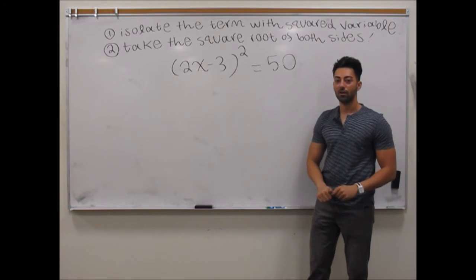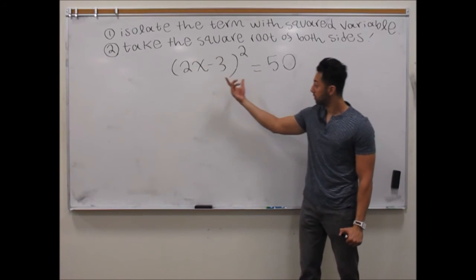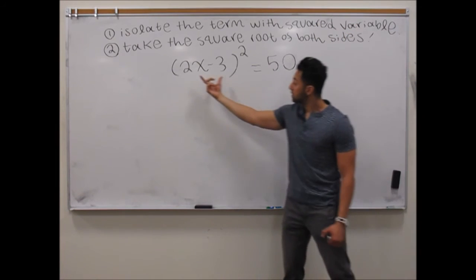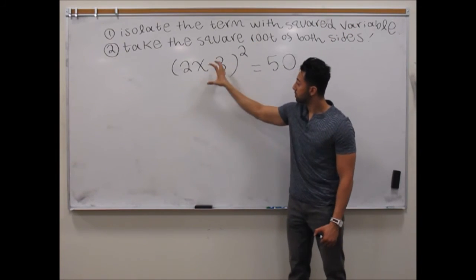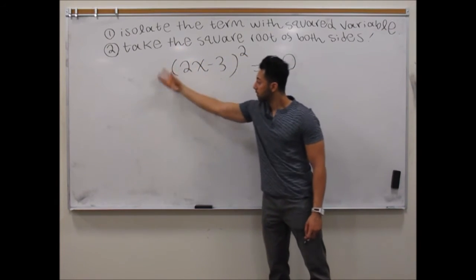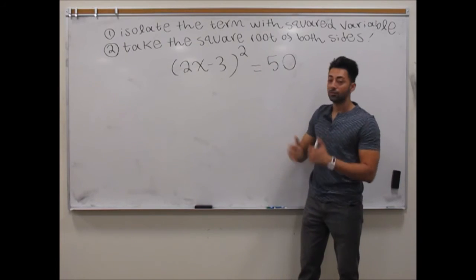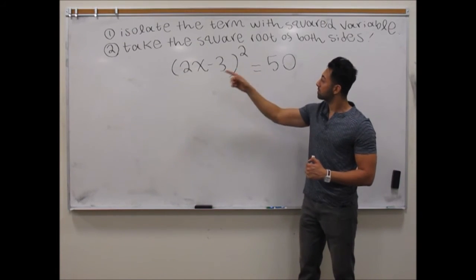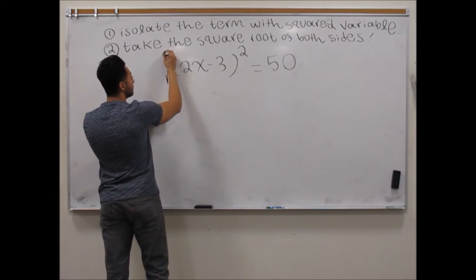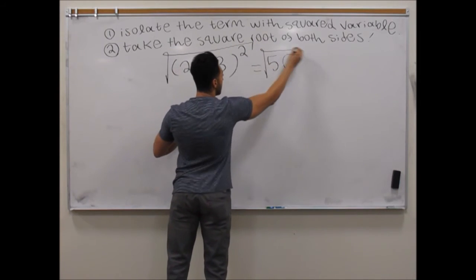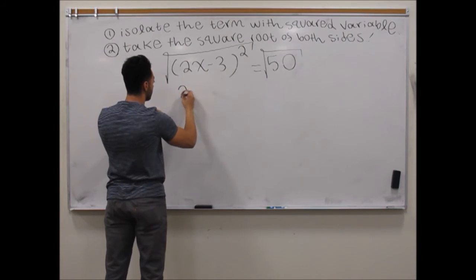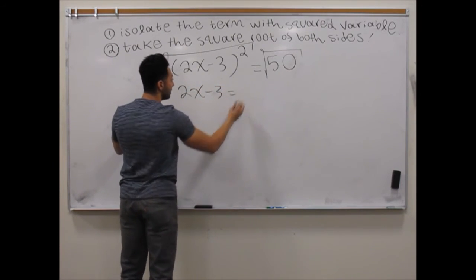So this is similar to the one I did. We have the squared variable or quantity sitting right here. There's 2x minus 3, this whole thing is being squared, and we don't have to isolate it because there's nothing to isolate, right? So we're just going to move on to the second step and take the square root of both sides. So taking the square root here and here, we would just get what's inside the parentheses, which is 2x minus 3.